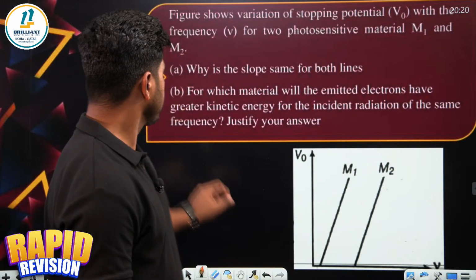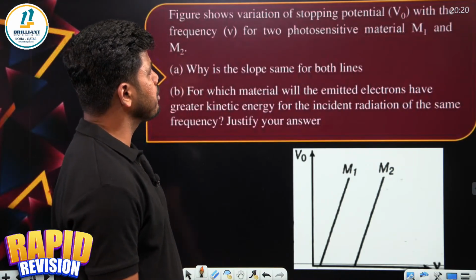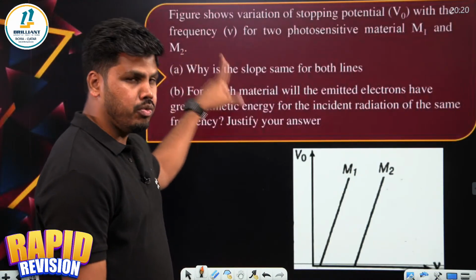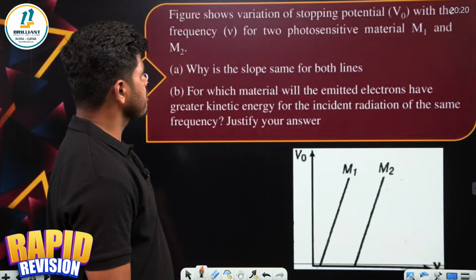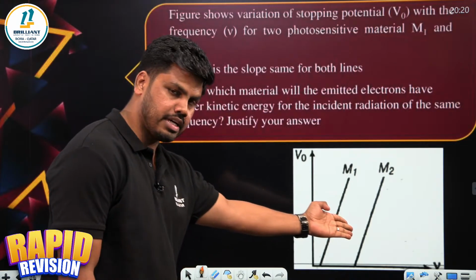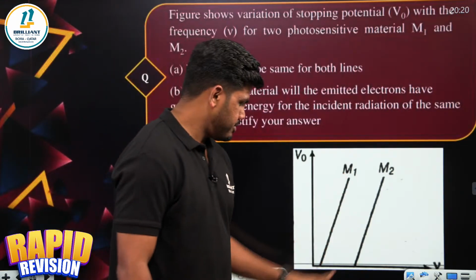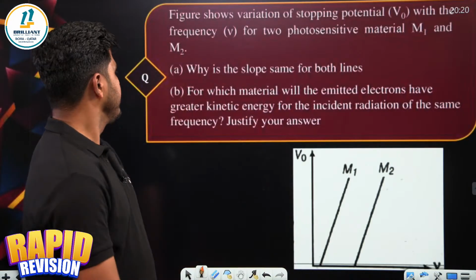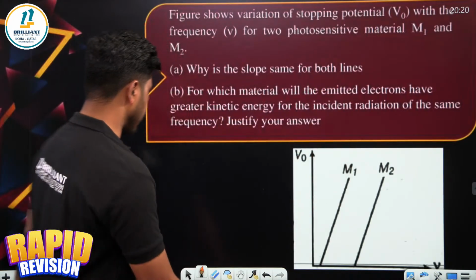Next question, again from the graph. Figure shows variation of stopping potential V0 with the frequency nu for two photosensitive materials M1 and M2. You can see the graph. M1 and M2 are given as straight lines with equal slope. Why is the slope the same for both lines?